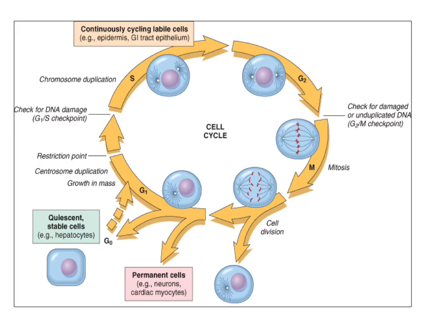Now, this photo shows us, of course, the cell cycle. You have the G1, S, G2, and the M phase. For labile cells, these are cells that continuously go through the cell cycle. The quiescent or the stable cells are cells that are normally in a G0 phase, but when there is a need to enter the cell cycle, they enter it through the G1 phase. And you have the permanent cells, which do not enter the cell cycle at all.